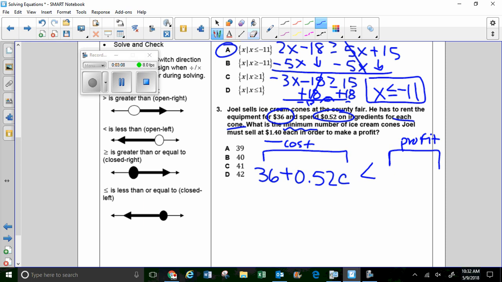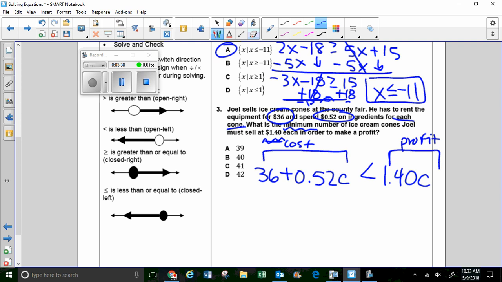Now you might think, Ms. Kavanagh, why did you not make it negative? Because it's spending money, so that's negative. But the situation is, this is just representing the cost without any negatives included, and we'll see how that works out when we go to solve for it. And then the profit is pretty simple. He's just going to make $1.40 each for each cone.